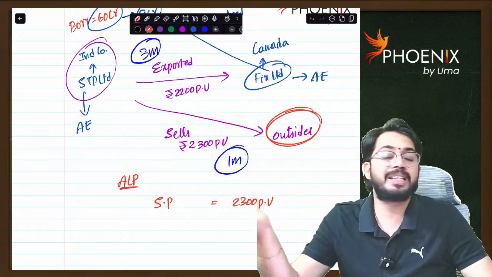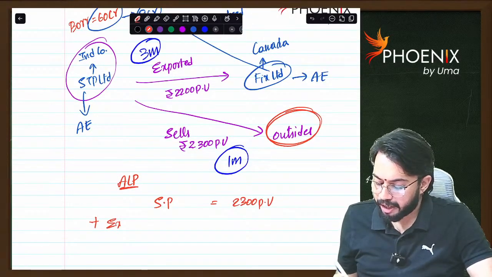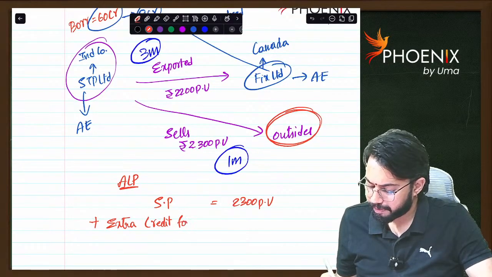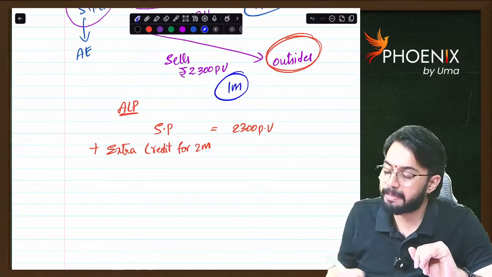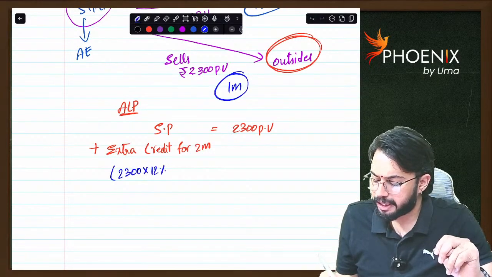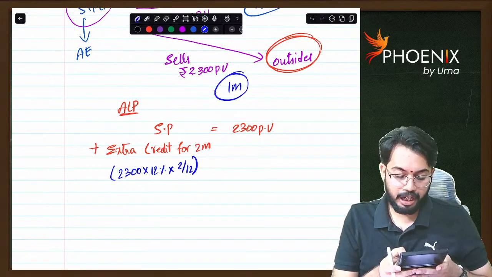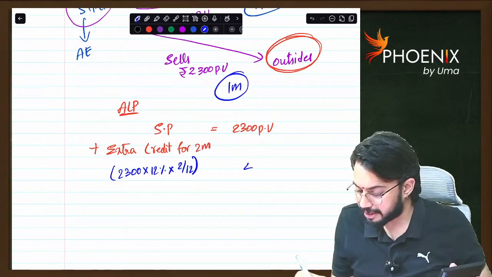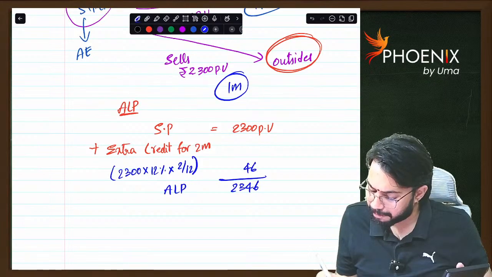For outsider also, if 3 months credit is given, how much extra credit? Extra credit for 2 months. For extra credit for 2 months, interest cost will be included in price, na. How much will be interest cost? 2300 into 12% into 2 by 12. How much? 2300 into 12% into 2 by 12, 46. So 2346 is arm's length price.